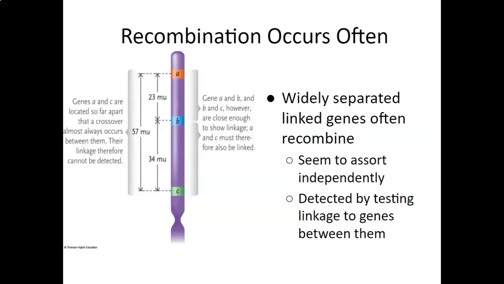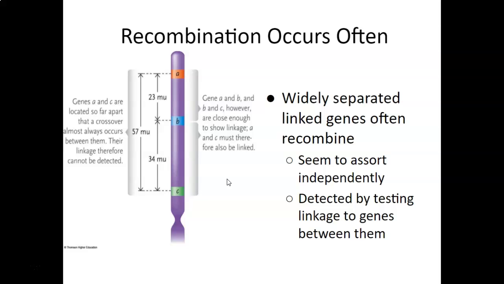This is again another image of this kind of mapping. So you have your genes. The further away you are, the more likely that recombination is going to happen. In this example, MU stands for map units, so you can see that A and B is 23 map units away, B and C is 34 map units away, and based on that information, you could figure out that A and C are 57 map units away just by adding up the distances between those two.